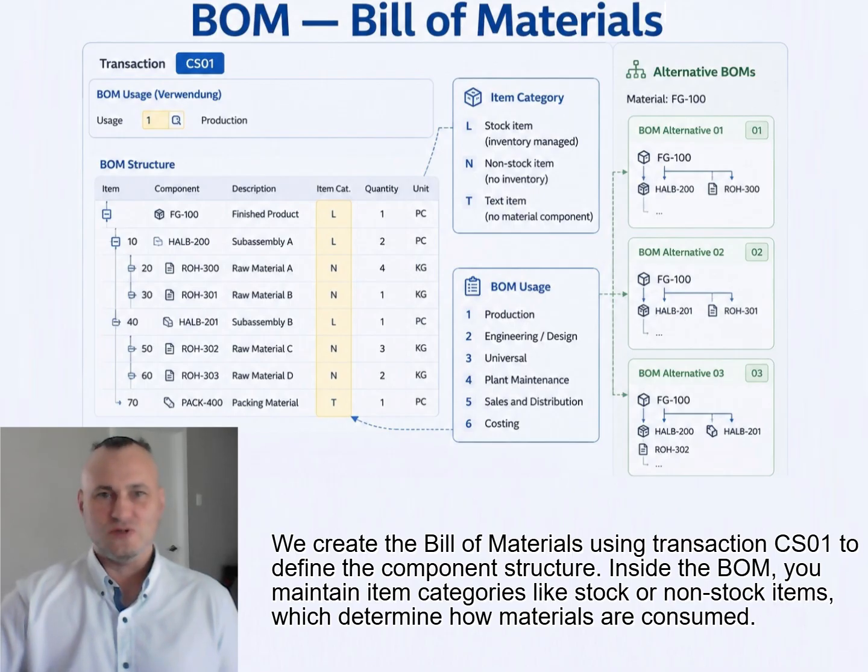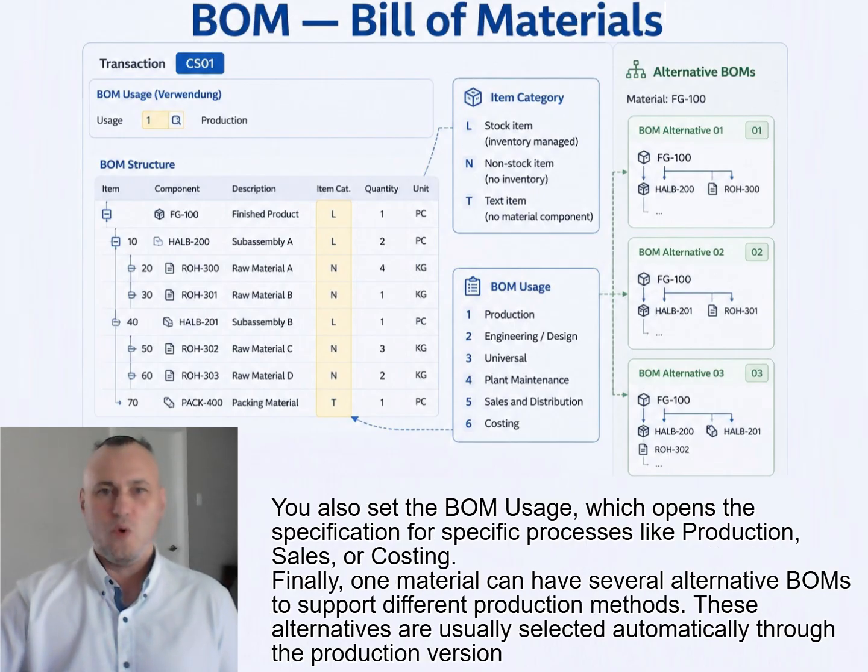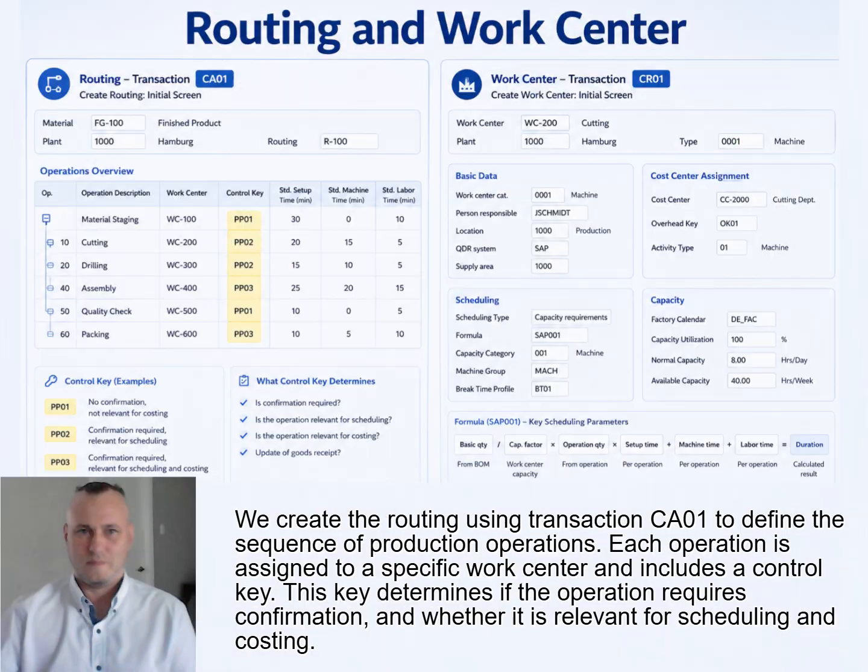Inside the bill of material, you maintain item categories like stock or non-stock items, which determine how materials are consumed. You also set the BOM usage, which specifies the process it is used for, like production, sales, or costing. Finally, one material can have several alternative BOMs to support different production methods. These alternatives are usually selected automatically through the production version.